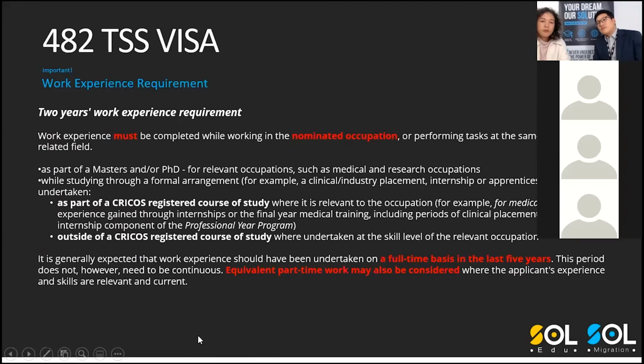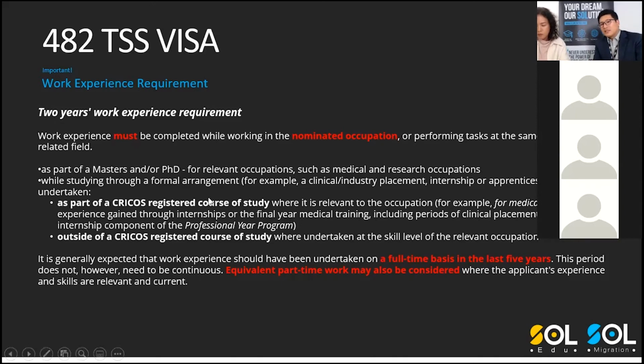So let's talk a little bit about the work experience. For the TSS visa, the work experience must be completed while working in the nominated occupation. So if you worked as a cook, then you cannot count the cook work experience when you apply for the TSS visa for chef. If you want to apply for the TSS visa as a chef, then only your chef experience is applicable. If you have experience as a cook or kitchenhand, you cannot use that experience to apply for the TSS visa.